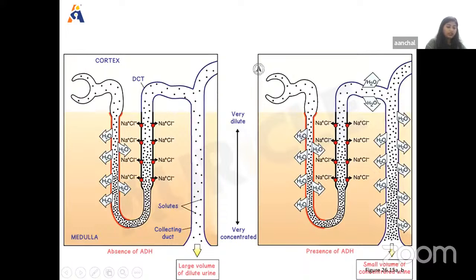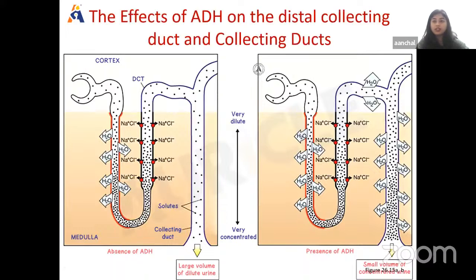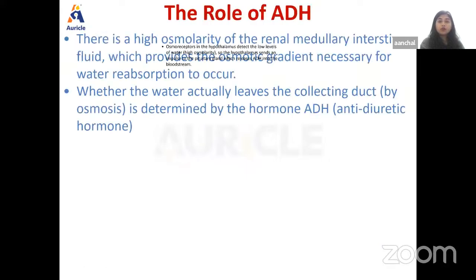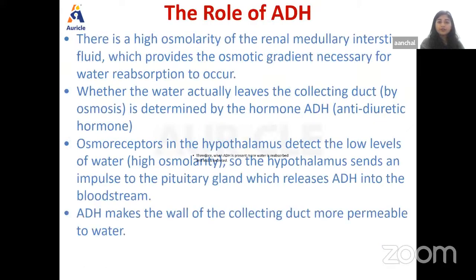So we were discussing the role of ADH. As we can see in the picture, in the presence of ADH, both the DCT and collecting duct become permeable to water, and in its absence, they become impermeable. Here it is producing a large volume of dilute urine, and here a small volume of concentrated urine. So we're going to discuss the mechanism.